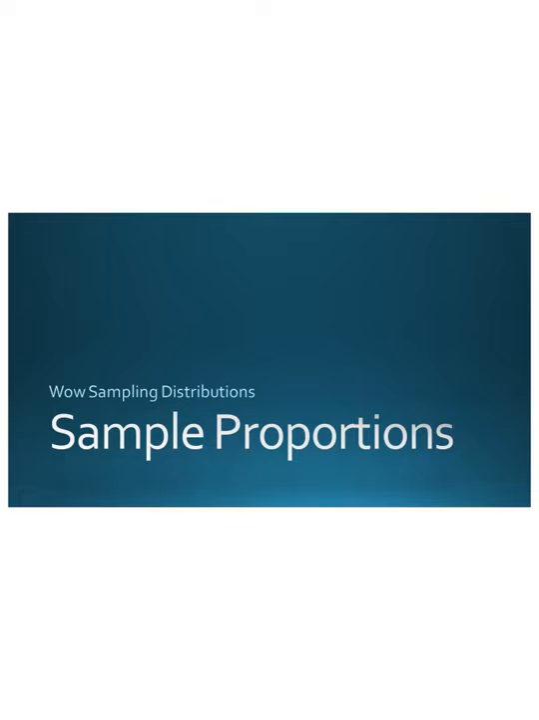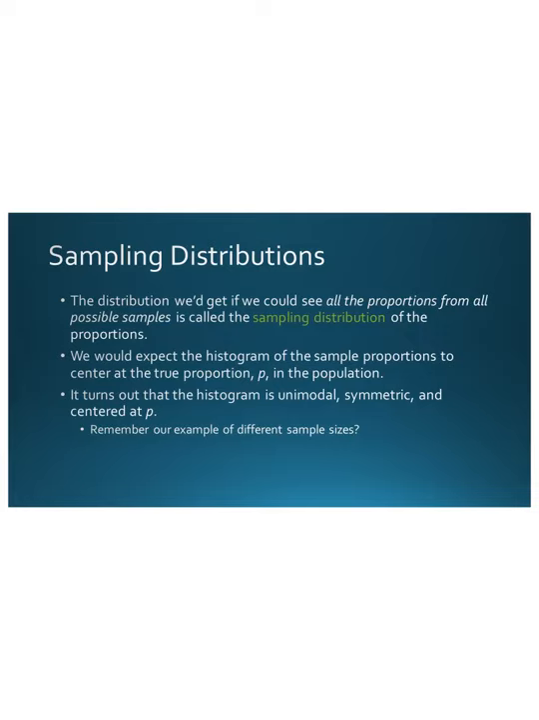Today we will be looking at sampling proportions. The distribution we get if we could see all of the proportions from the possible samples is called a sampling distribution of the proportions. We would expect the histogram of the sample proportions to center at the true proportion P in the population. It turns out that the histogram is unimodal, symmetric, and centered at P.